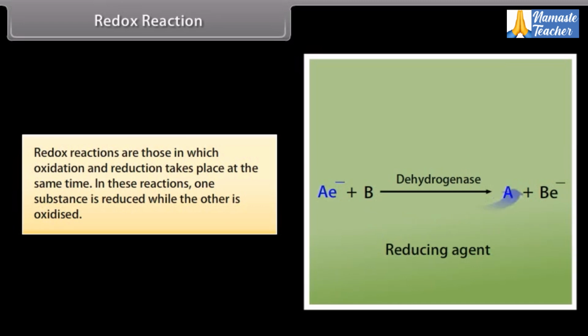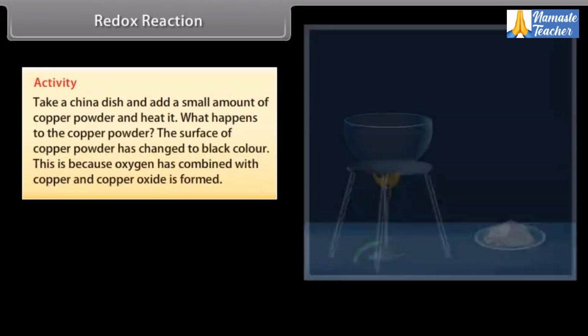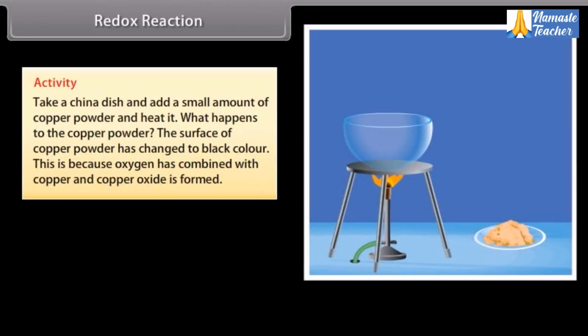In these reactions, one substance is reduced while the other is oxidized. Activity. Take a china dish and add a small amount of copper powder and heat it. What happens to copper powder? The surface of copper powder has changed to black color. This is because oxygen has combined with copper and copper oxide is formed.